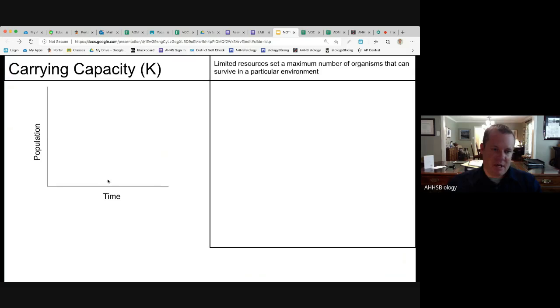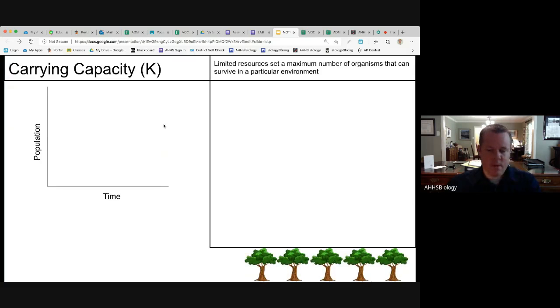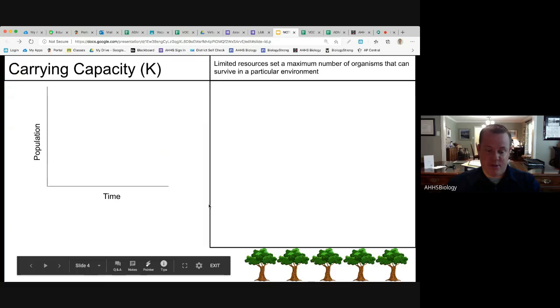So the same exact graph, population and time, you'll see that I'm repeating this right here. And we have trees this time. We're back to the trees, and we have 5 trees, and all these 5 trees are alive in a field. And one more tree grows out of an acorn that falls in between these, and it's surrounded by all these other tall trees. And that's where we get carrying capacity.